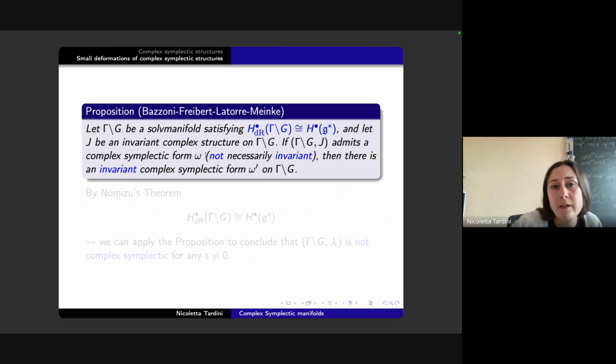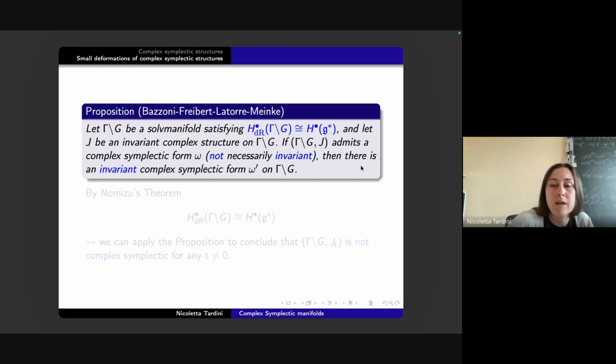So if you have a solvmanifold, so in particular in our case we have a nilmanifold, such that the de Rham cohomology of the solvmanifold can be computed using only invariant forms. Essentially, this is the Chevalley-Eilenberg complex cohomology of the algebra. And we have J that is an invariant complex structure. Then the proposition is saying that if our complex manifold admits a complex symplectic form omega, not necessarily invariant, then there is an invariant complex symplectic form, okay?